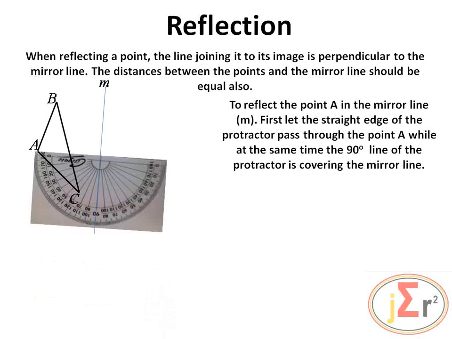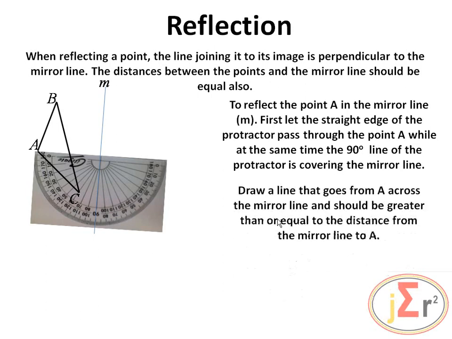So let's see how that is done. Notice that the straight edge of the protractor is passing through the point A, and the 90 degrees line of the mirror line, see, 90 degrees, although the protractor is upside down, is in line with the mirror line. That is so that the line that we are going to be drawing from A straight across here will be 90 degrees or perpendicular to the mirror line. So we are going to draw a line that goes from A across the mirror line and should be greater than or equal to the distance from the mirror line to A.